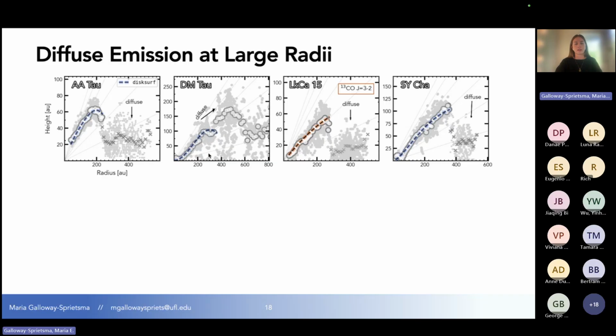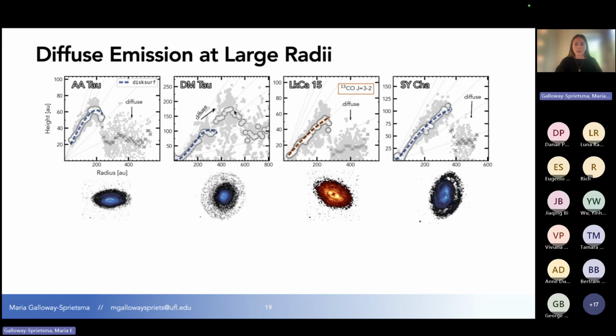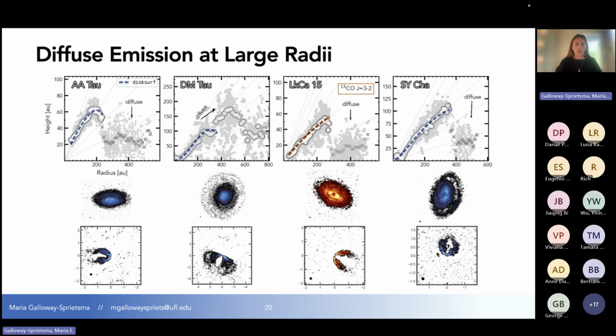And then DM Tau has a slightly different morphology. This diffuse emission just expands outward and doesn't really follow a tapered power law profile. And we have a lot of emission down at the midplane as well. These are the peak intensity maps and some selected channel maps where you can see this diffuse emission in the outer regions of the disk.